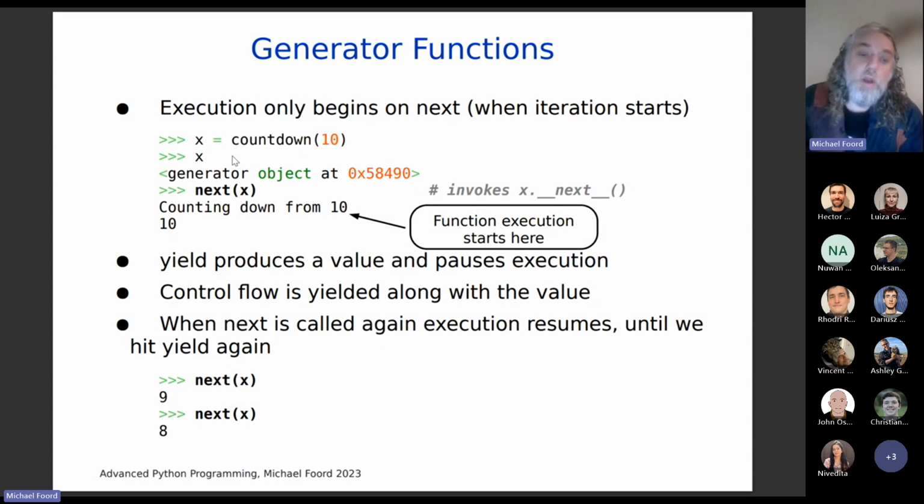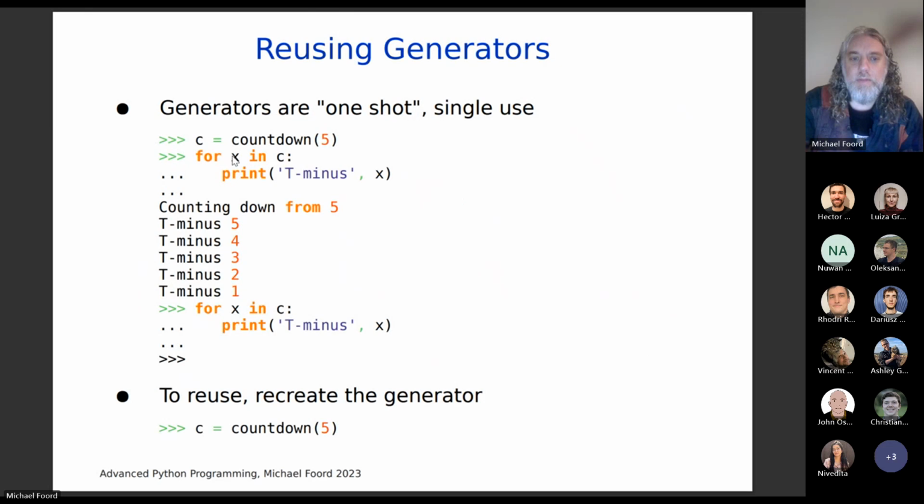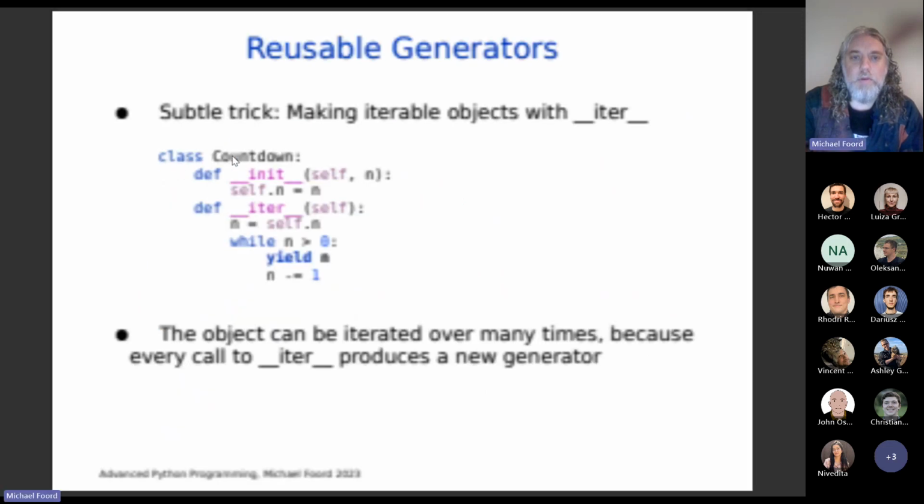So any function with the yield keyword in it is a generator function. The yield keyword yields a value and it yields control flow. When we call next, or the next step in the iteration, execution carries on where it left off. Execution is paused and resumed, fundamental properties of coroutines. I've covered all of this.